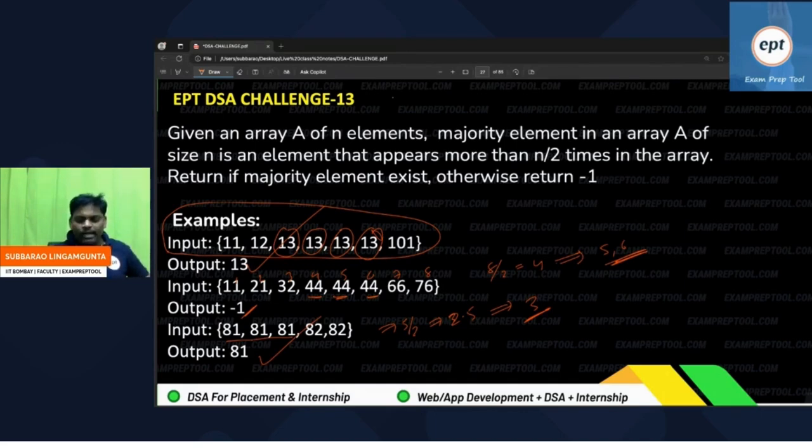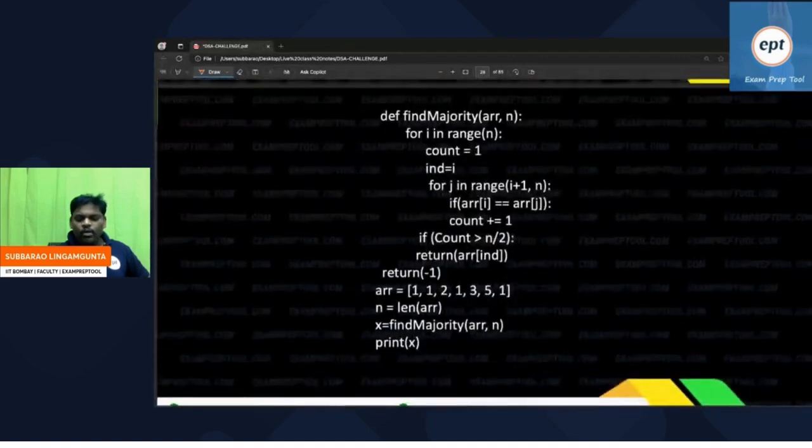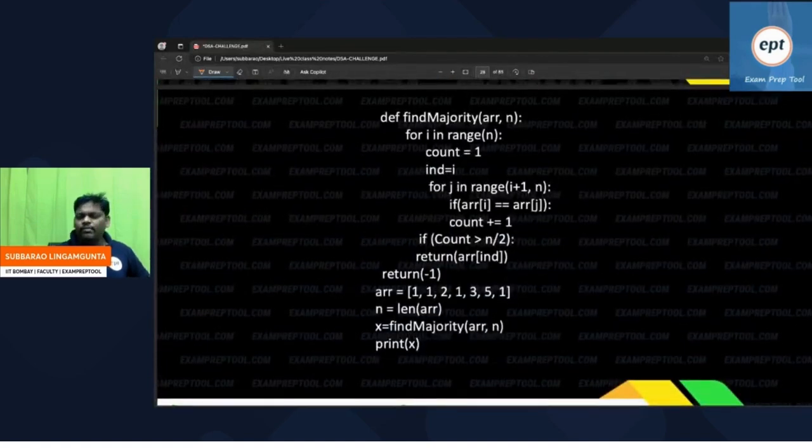I hope you tried it. Let's see the answer. Yeah, I have written the code also. It is a very simple algorithm. It's a Python program. So please write properly. I have written the rough code.